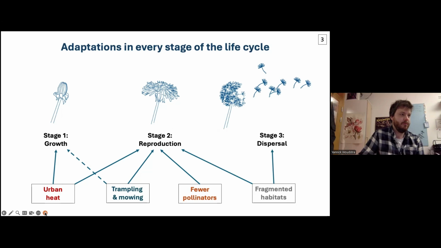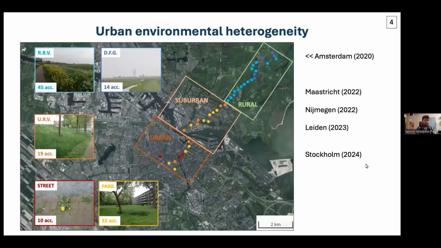We also need to consider that there's a general gradient of decreasing urbanization, and a nearby park can therefore provide a kind of cool oasis for plants where they experience very different conditions.